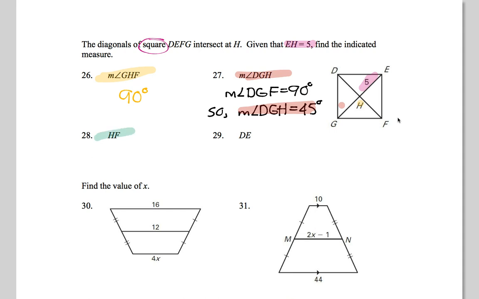All right, HF is also going to be 5 because it's a rectangle, diagonals are congruent, and they bisect each other because it's a parallelogram.